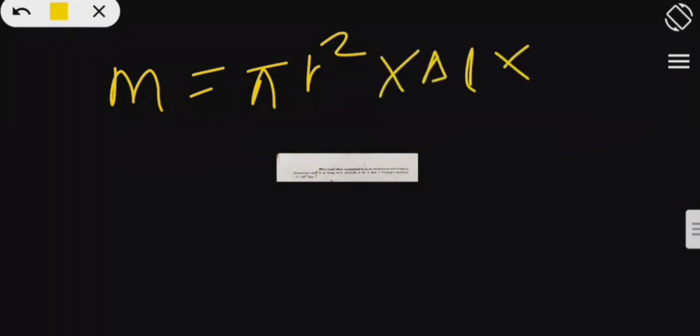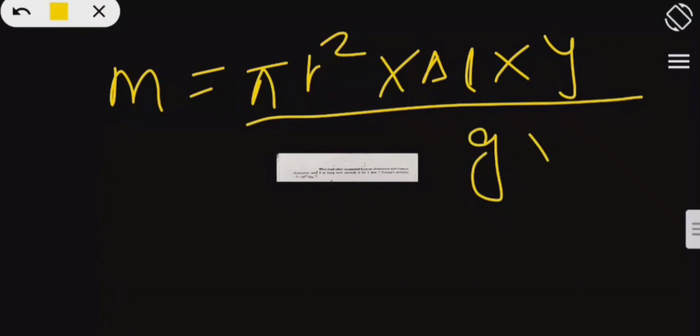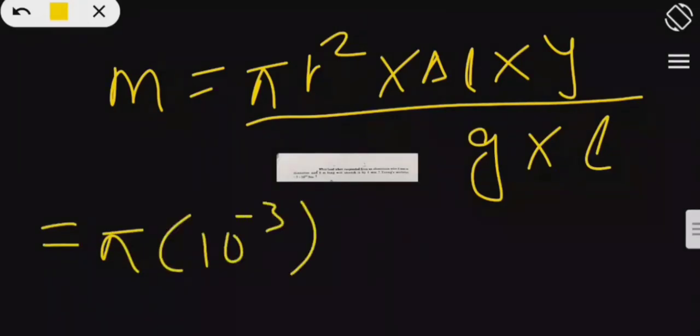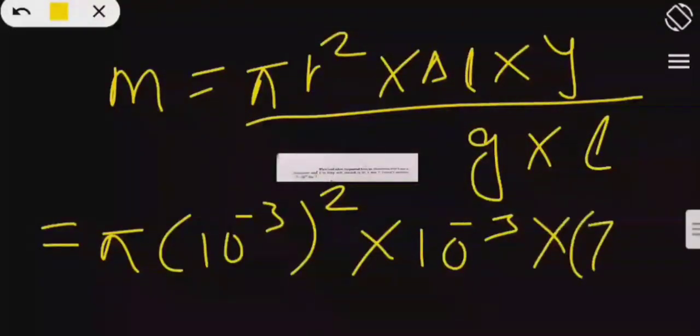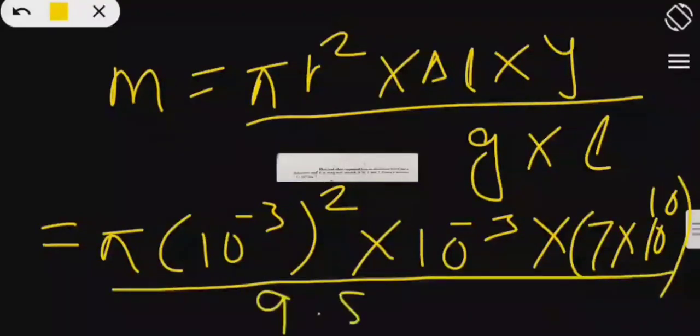Now you can get m is equal to pi r square into delta L into Y divided by g into L. Now placing the values: pi, r square is 10 to the power minus 3 square, into delta L which is 10 to the power minus 3, then Y is 7 into 10 to the power 10, whole divided by g, which is 9.8, multiplied with 5.